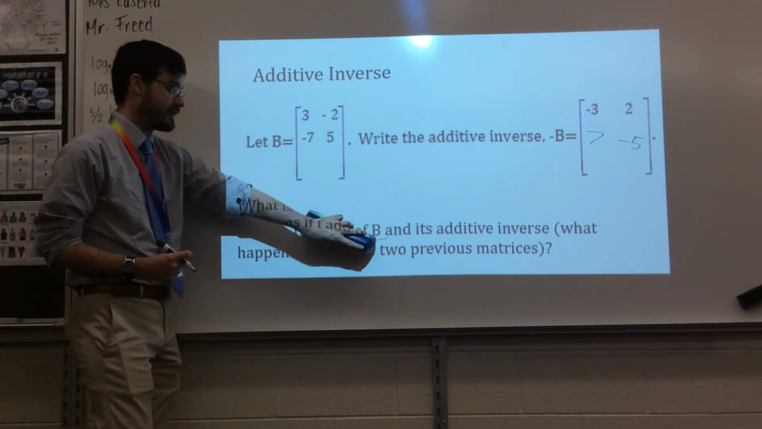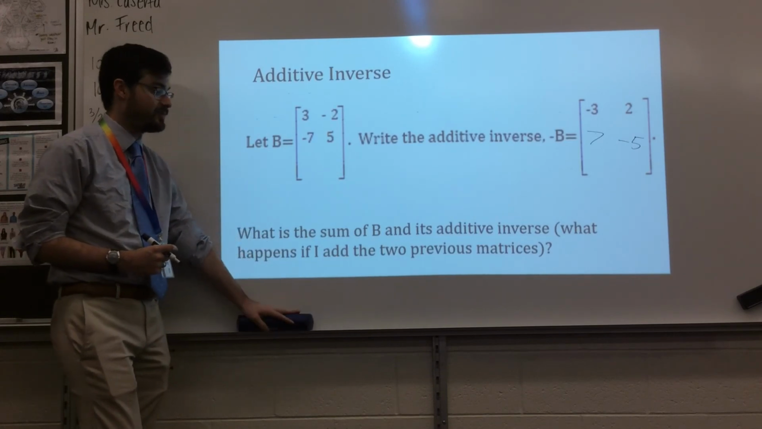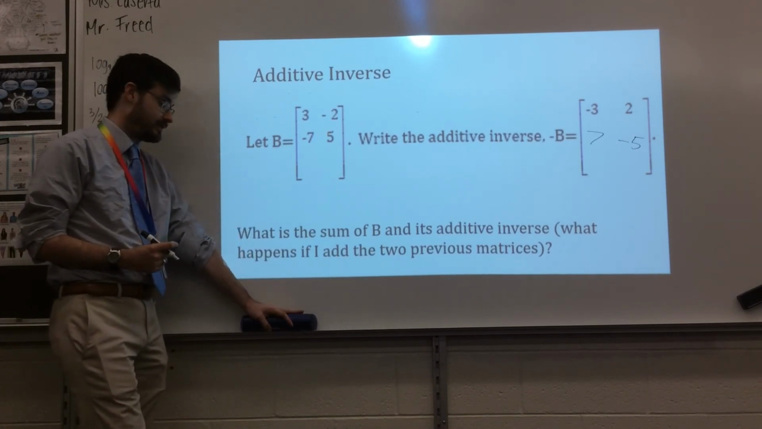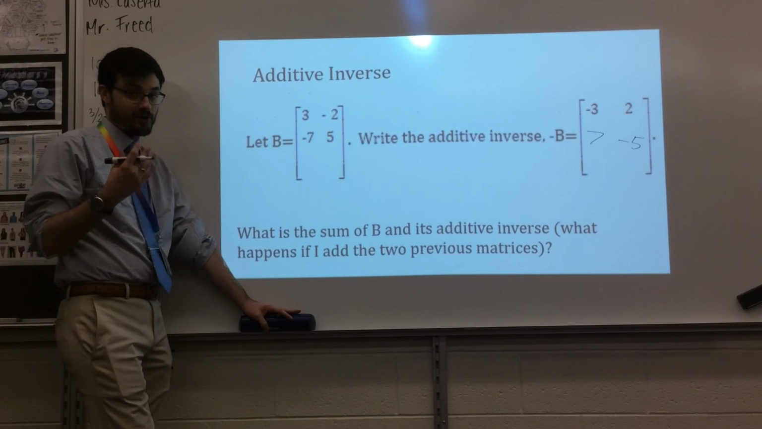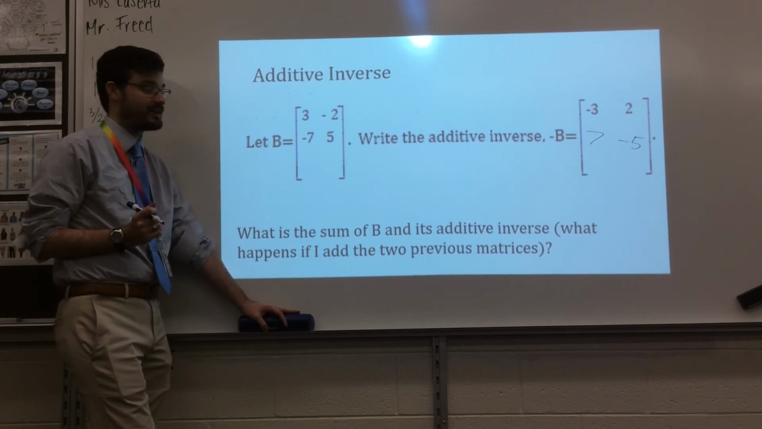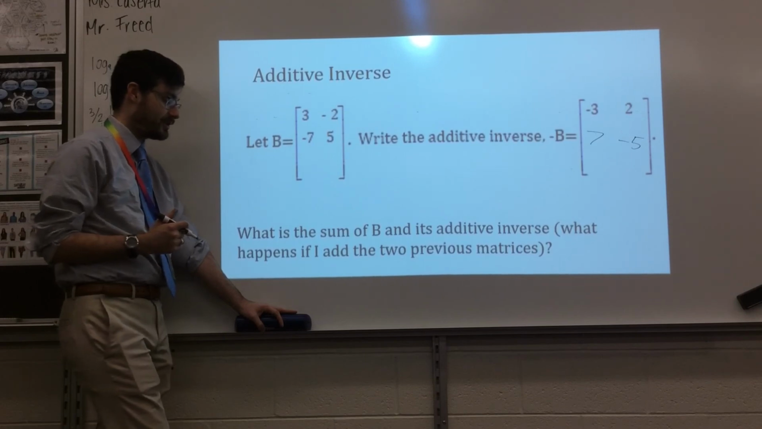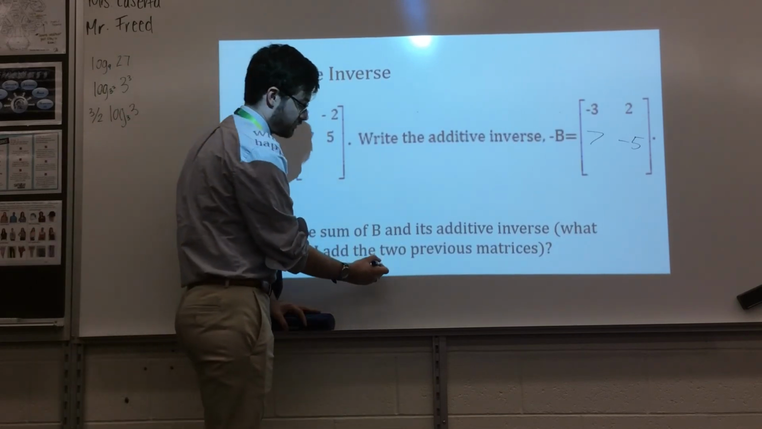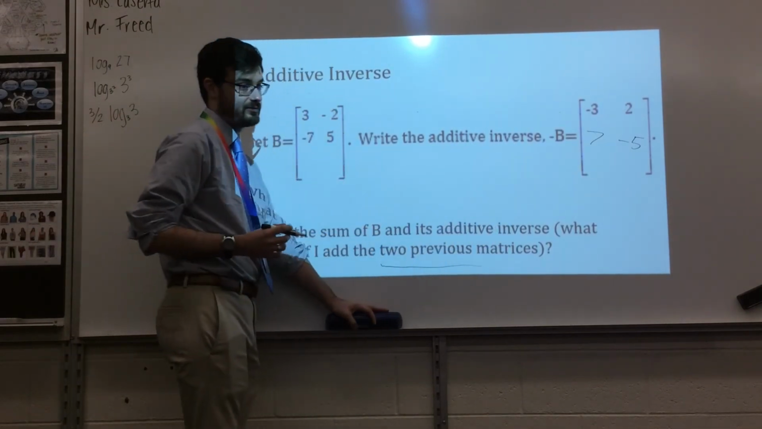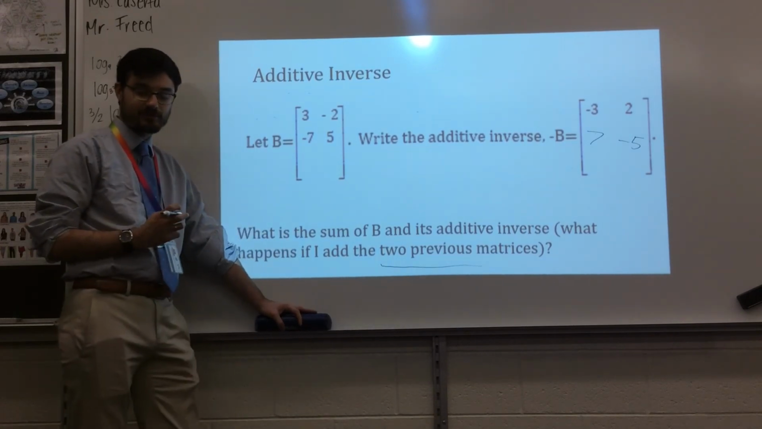If we remember from the last slide, what's the sum of B and its additive inverse? Well, we should get our additive identity. We should get a matrix that has zeros in every single entry. Prove that to yourself.